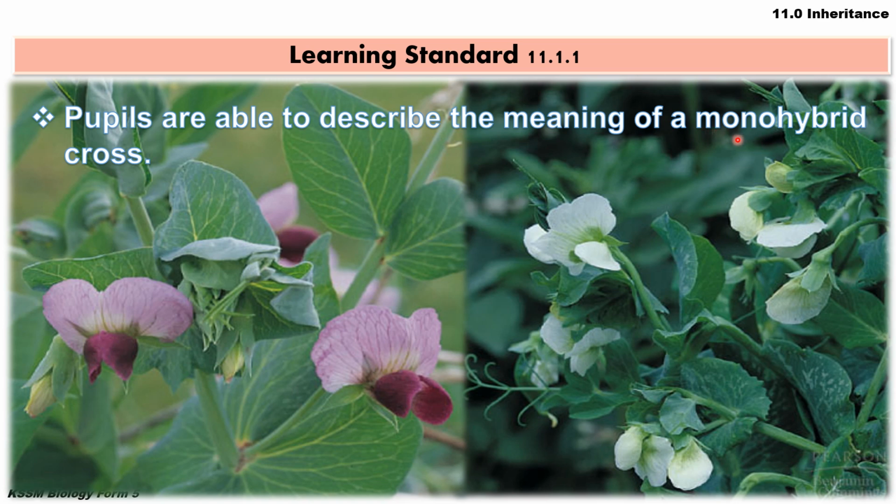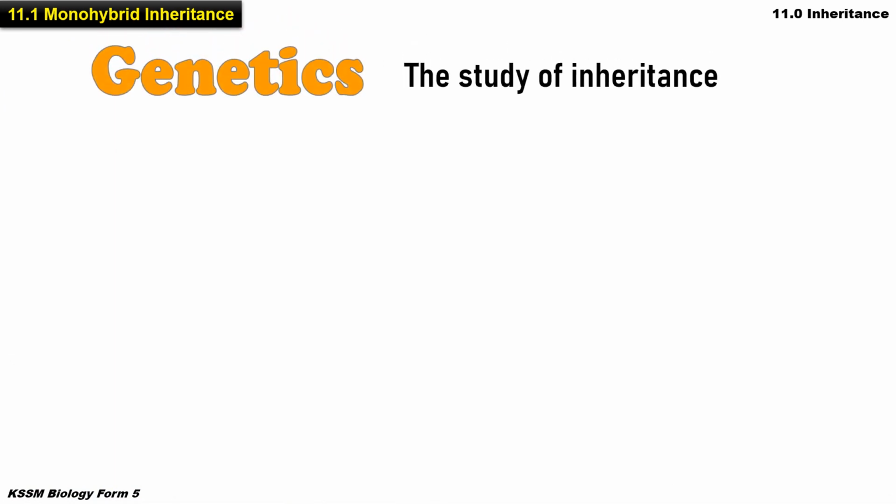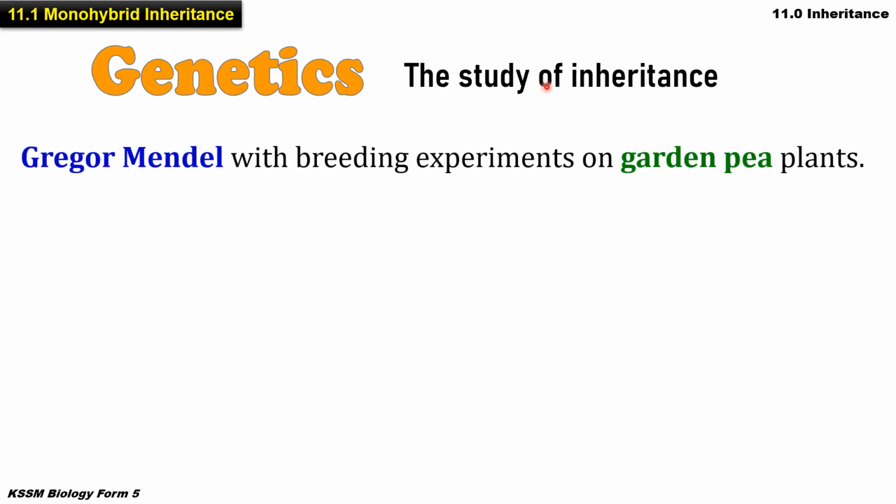So what is meant by the word mono? Satu, one. Hybrid is a combination, combine. So in this topic, we are going to learn about genetics. Genetics is the study of inheritance, and this study was done by Mendel.